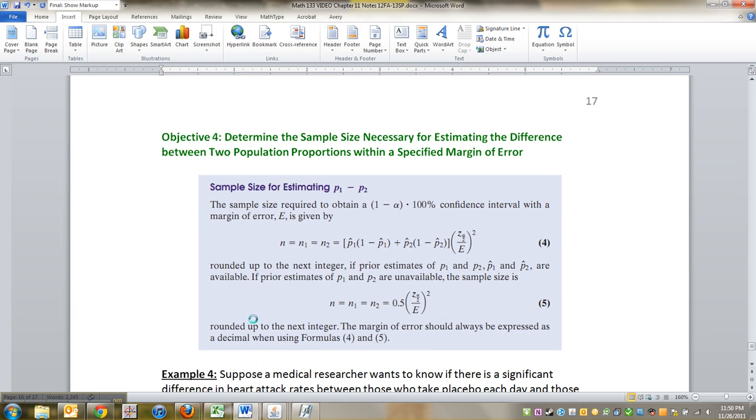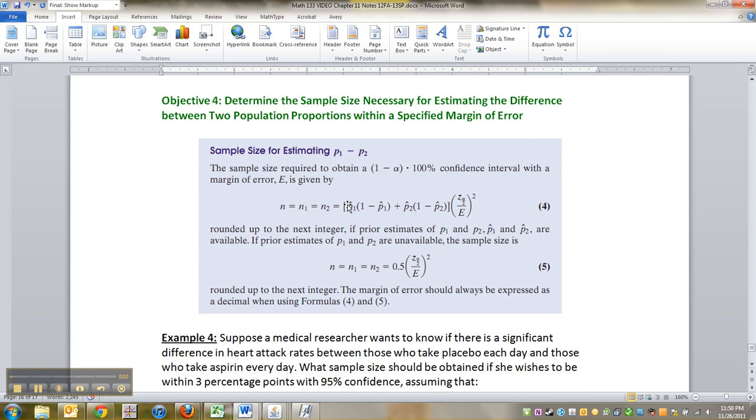So we have one last example in chapter 11, and then we're all done. Namely, we need to determine the sample size necessary for estimating the difference between two population proportions. Much like in chapter 10 and 9, you can't just go willy-nilly off and sample people forever. No, you have to figure out how many you're going to get. And there are two formulas for that.